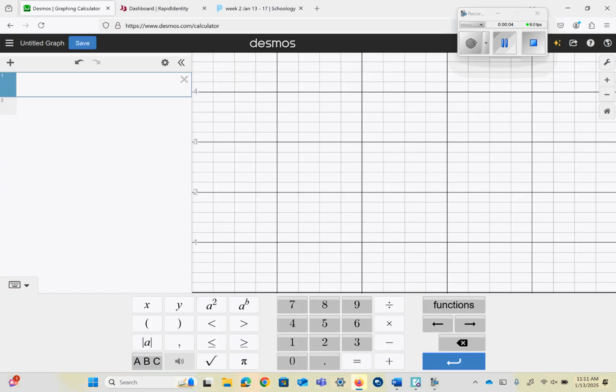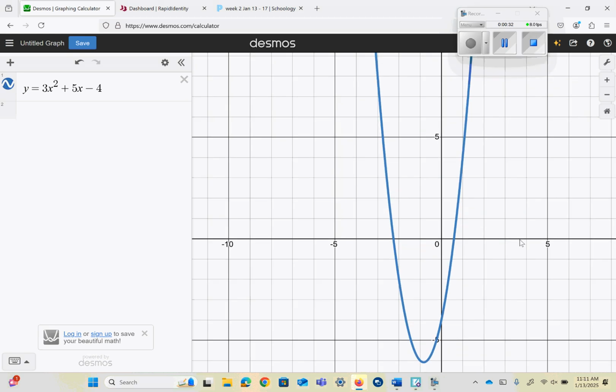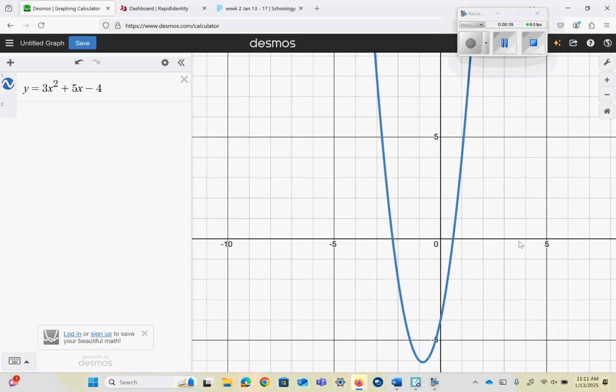All right, so the first page, very, very first page. Let's take a look on Desmos at what this graph actually looks like. We know it's going to be a parabola, but we're going to be able to do this two different ways. So I got 3x squared plus 5x minus 4. All right, so it's a parabola.